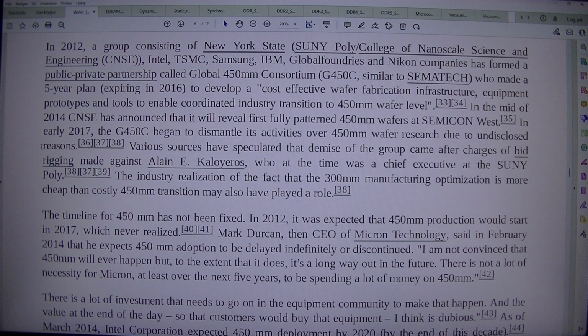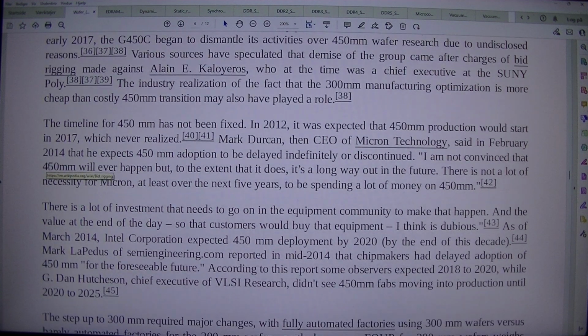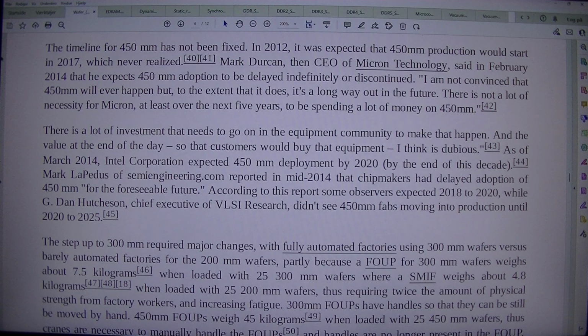The timeline for 450 mm has not been fixed. In 2012, it was expected that 450 mm production would start in 2017, which never materialized.